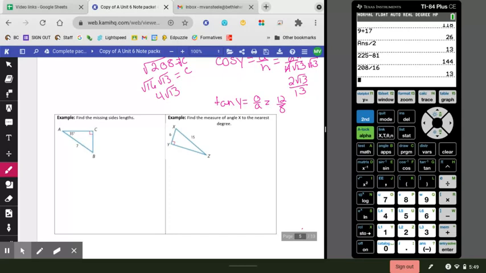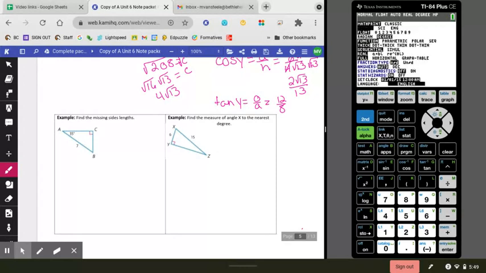To do that, we're going to press mode, which is next to the second button. You want to arrow down to the third line where it says degree and radian. You're going to arrow over to degree and hit enter. Then we need to get out of mode, so we do second, quit.